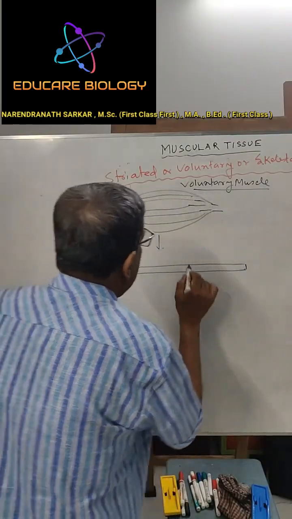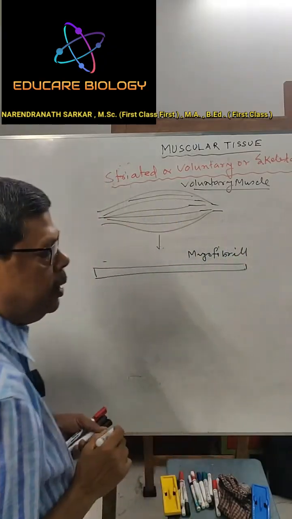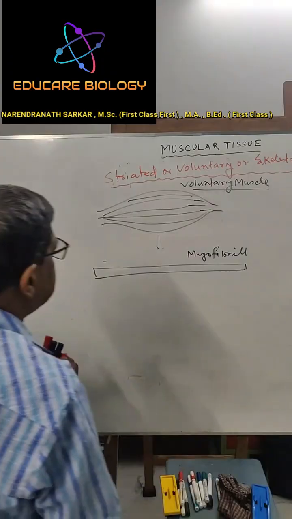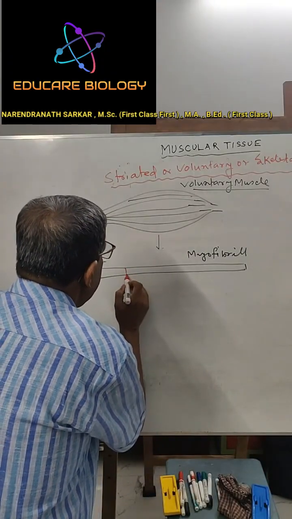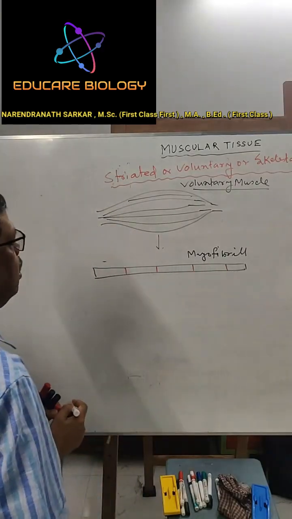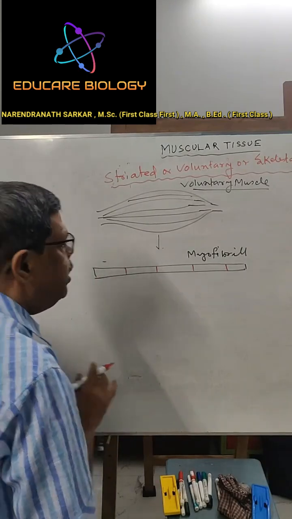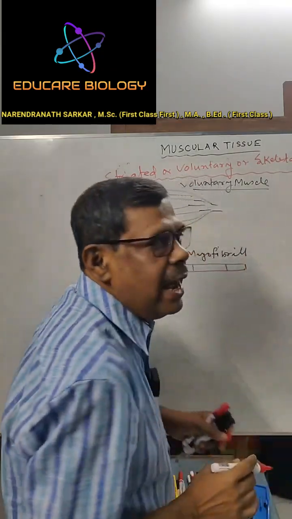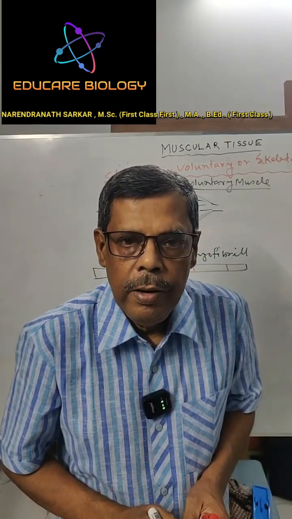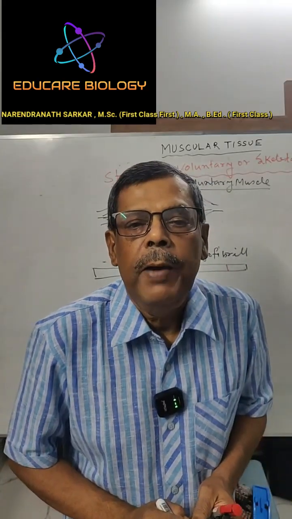Myofibril. This myofibril shows alternate bands, that is I band, A band, I band, A band. This is the I band, that is the isotropic band or light band. A band, anisotropic band, dark band.